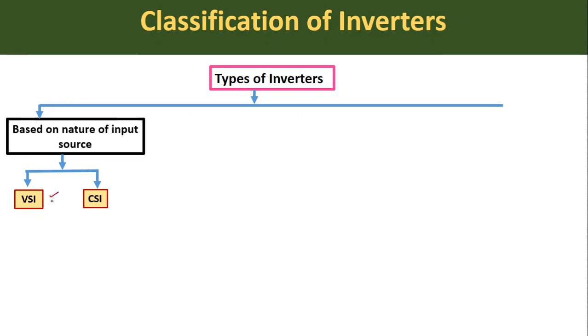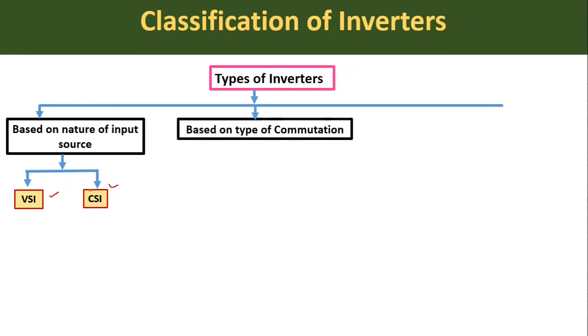Voltage source inverters are also called as voltage fed inverters, and in this voltage source inverters the input voltage is maintained constant. So whenever the input DC voltage is controllable in the inverters, that type of inverters are called as variable DC linked inverters, and in the current source inverters the input current is maintained constant.